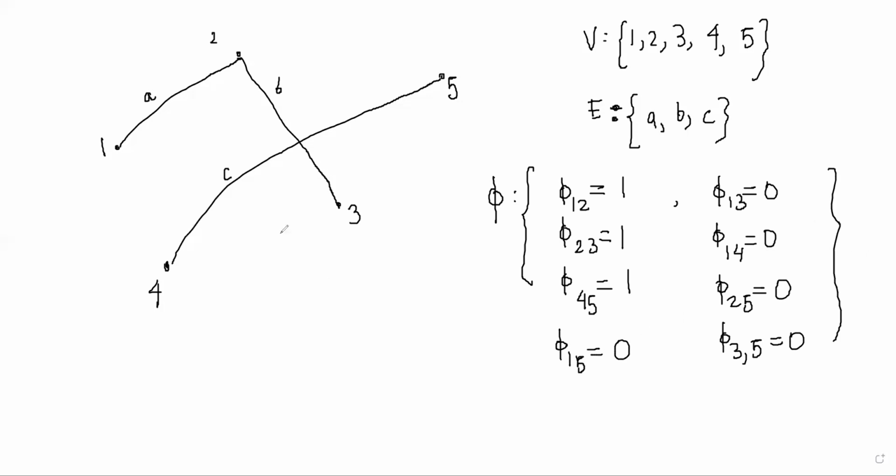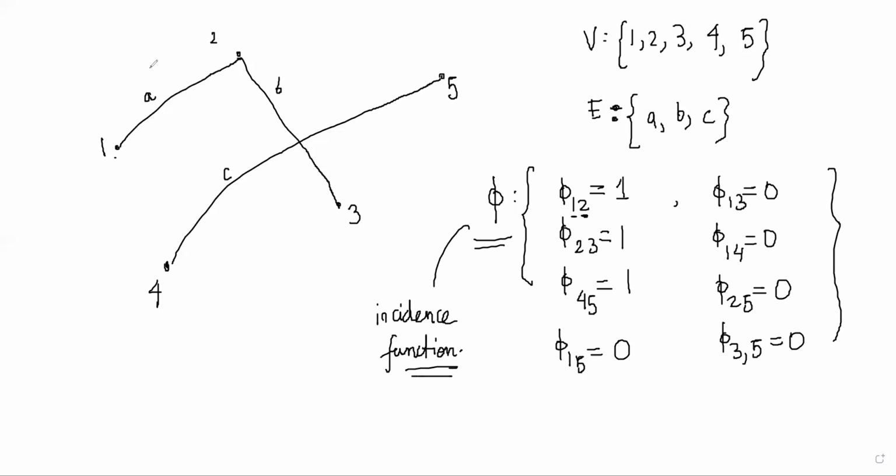So what is the meaning of this? The meaning of this is that there is an edge connecting vertices 1 and 2, and that edge is called A, right? And therefore we denote that by 1. 1 is the value of phi 1 2. So phi is an incidence function, which just tells us whether there is an edge connecting two vertices or not.